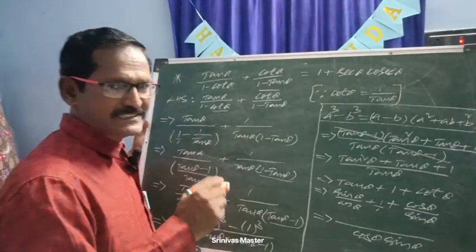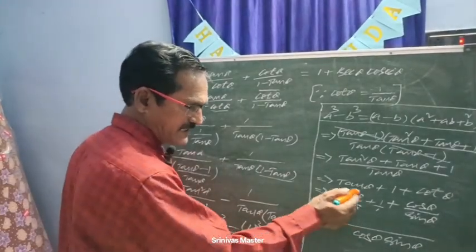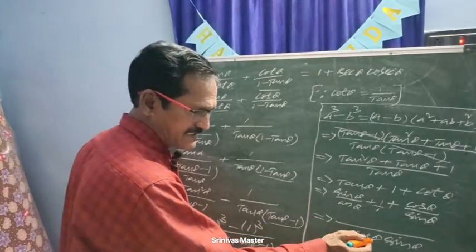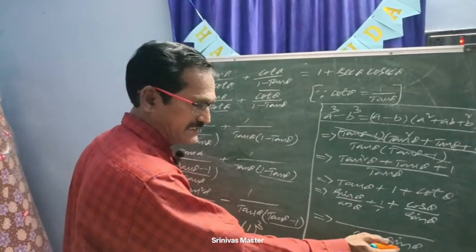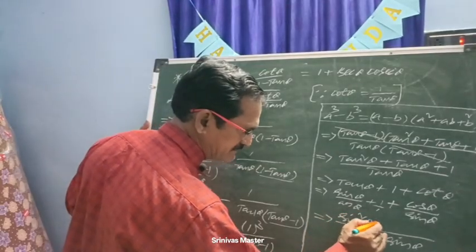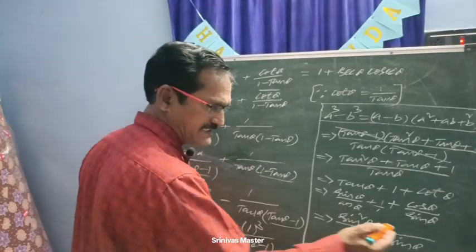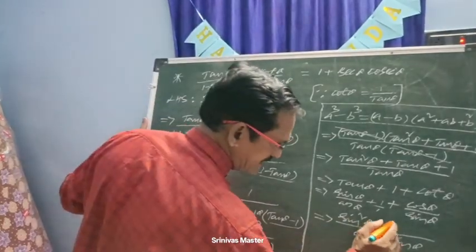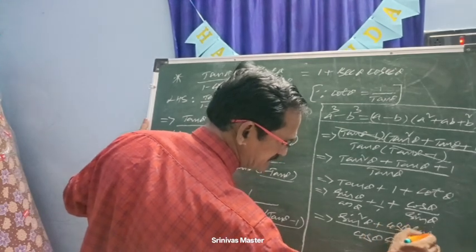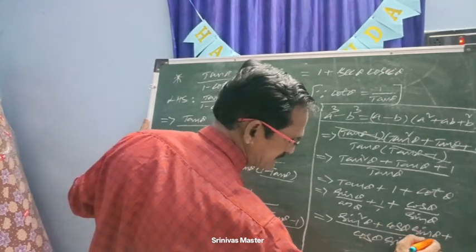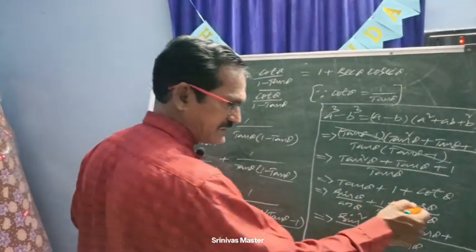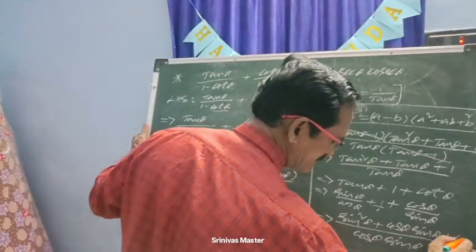Cos theta, sin theta is the LCM now, right? Now take the first fraction. In the first fraction, what is there? Sin theta by cos theta. Cos theta cancels. What is left here? Sin theta. Sin theta into sin theta becomes sin square theta, plus 1 in cos theta sin theta. Cos theta sin theta will be cancelled. That means cos theta sin theta plus sin theta cancels. What is left here? Cos theta. Cos theta into cos theta, cos square theta.